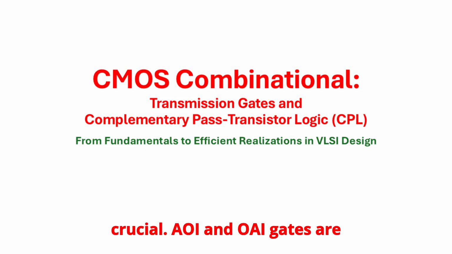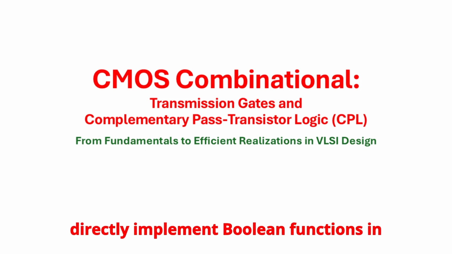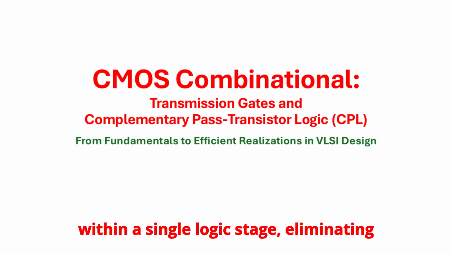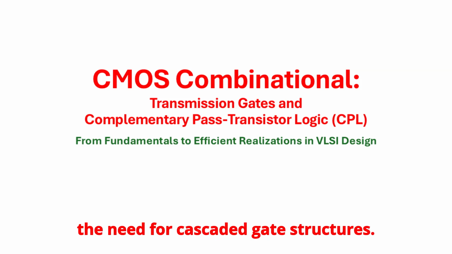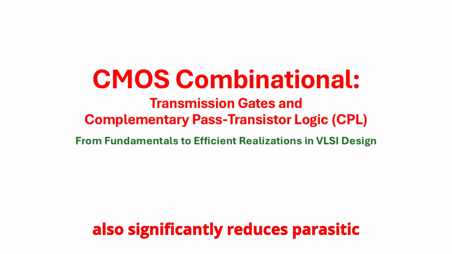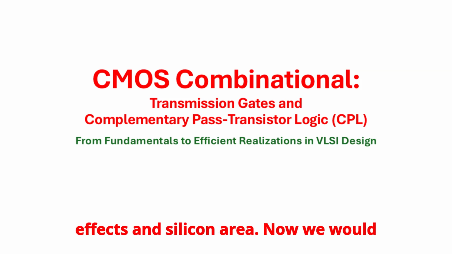AOI and OAI gates are powerful because they allow us to directly implement Boolean functions in sum of products or product of sums forms within a single logic stage, eliminating the need for cascaded gate structures. This not only makes the logic faster but also significantly reduces parasitic effects and silicon area.